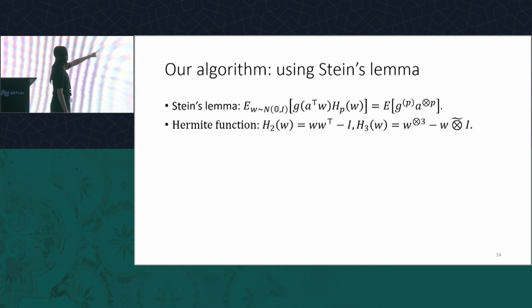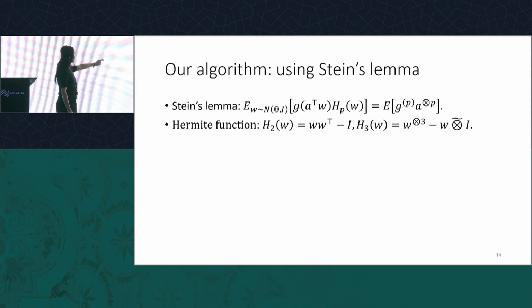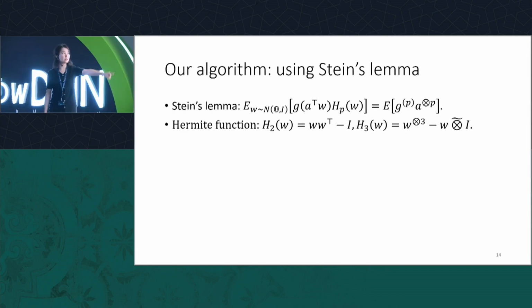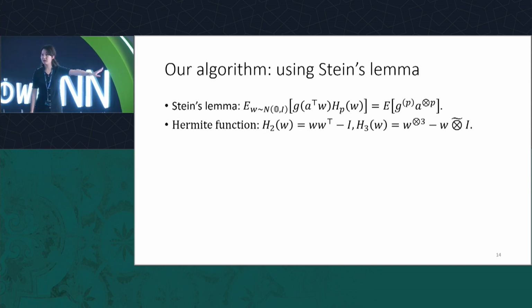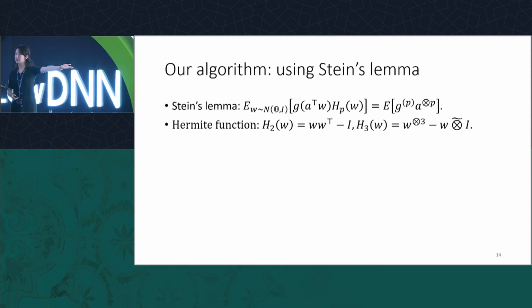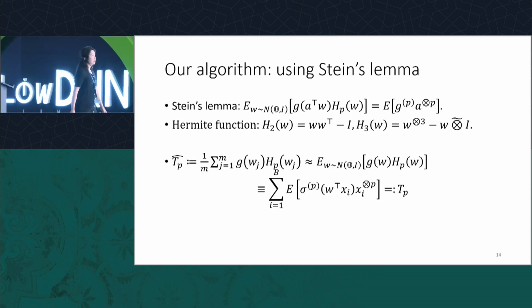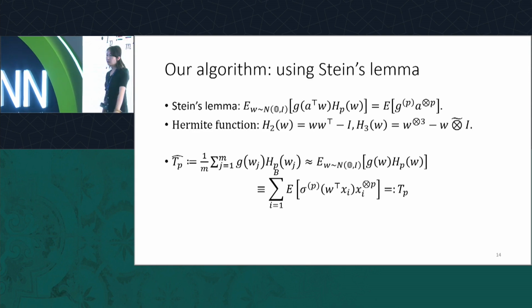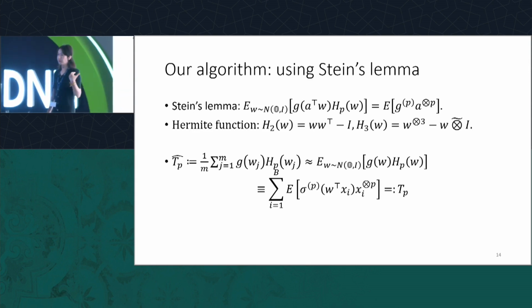For example, H_p is the Hermite function. H2 will equal WW transpose minus identity matrix. H3 is W to the third power outer product minus W outer product with I, symmetrized. So basically, it's a nice way to calculate the gradient of any function G with some random samples W. And you will see in a moment how this can help us, because our function G will be sigma of W transpose Xi, which just comes from the model gradient.